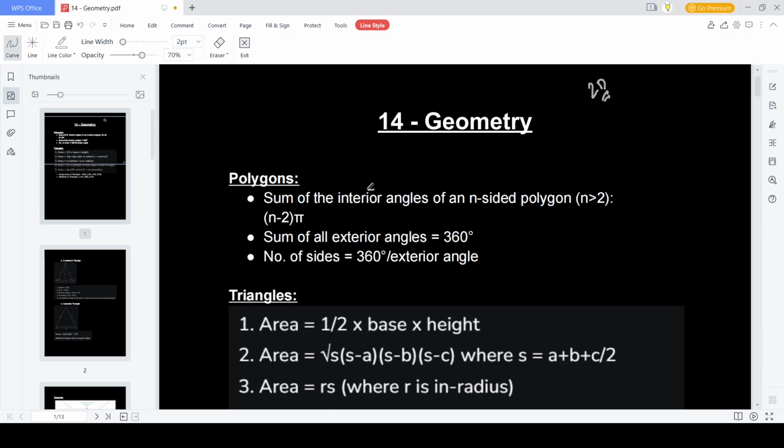So basically, in polygons, there are a few important topics, like the sum of interior angles is (n minus 2) into 180 in degrees, or (n minus 2) into pi in radians. Every single angle in a regular n-sided polygon can be written as (n minus 2) into 180 divided by n. We'll come to this when the questions come. The sum of all exterior angles in any polygon will come as 360 degrees, and the number of sides is 360 degrees divided by the exterior angle.